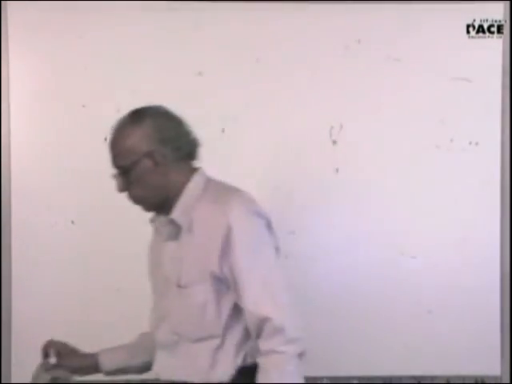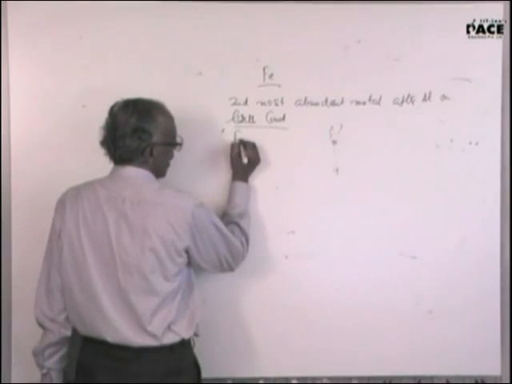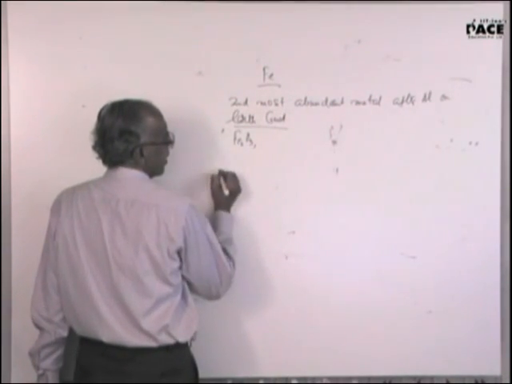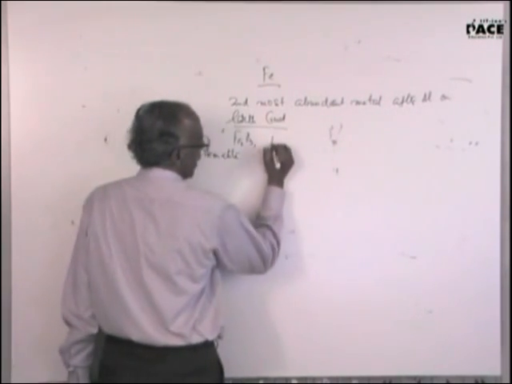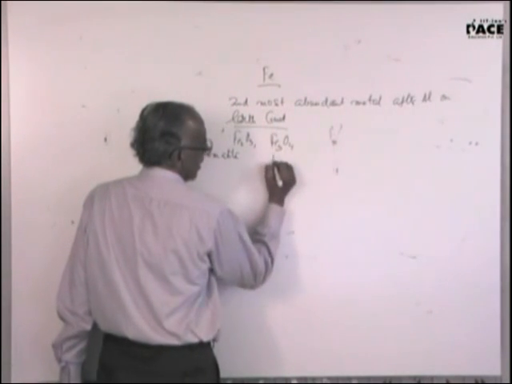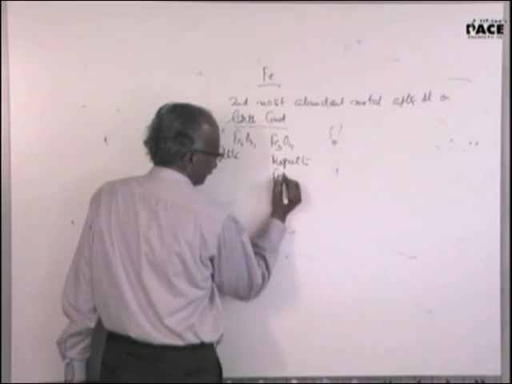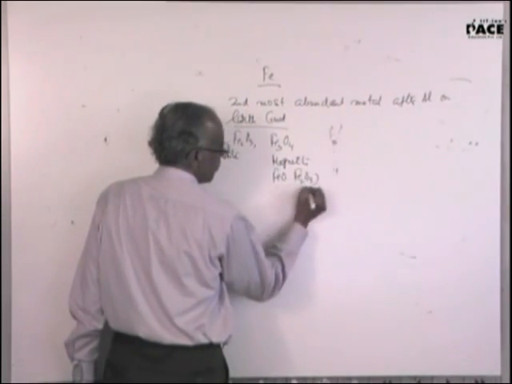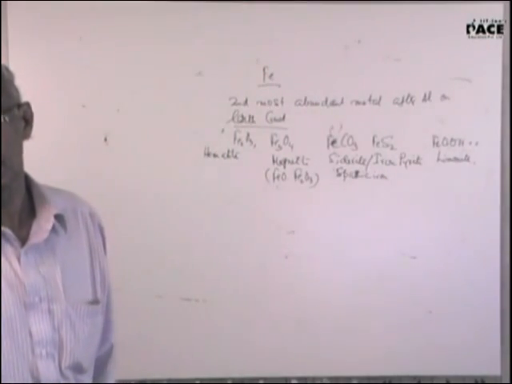Now we go to iron. Iron is the second most abundant metal on Earth's crust after aluminum. The ores of iron are Fe2O3, that is hematite, Fe3O4, that is magnetite, which is FeO.Fe2O3. Siderite is also known as spathic iron.